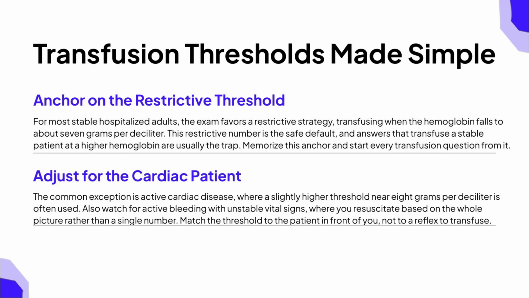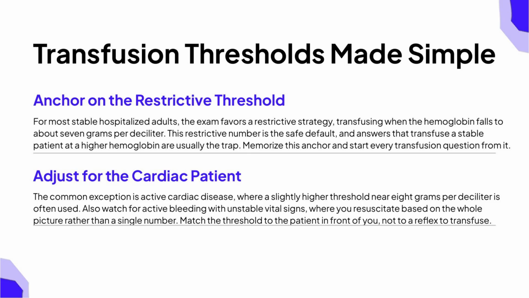Let us make transfusion thresholds simple, because this is one of the most testable numbers in anemia management. First, anchor on the restrictive threshold. For most stable hospitalized adults, the exam favors transfusing when the hemoglobin falls to about 7 grams per deciliter. That number is your safe default, and an answer that transfuses a stable patient at a higher hemoglobin is usually the trap. Second, adjust for the cardiac patient.